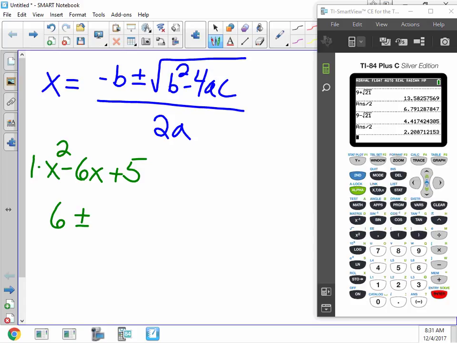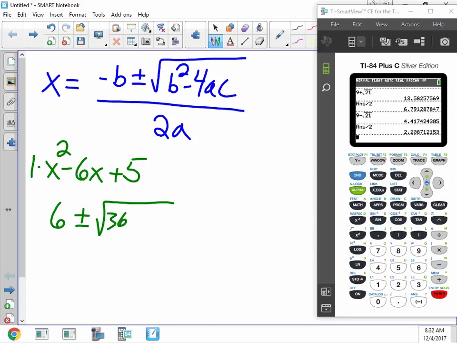What is the opposite of B? 6 plus or minus. And then I recommend that instead of writing B to the second, you just square it. What is negative 6 to the second? 36. So I would never write this because chances are you're going to mess that up when you put it in your calculator. Because if you type in negative 6 squared, you get negative 36. So instead of writing that, I recommend you just square it. So negative 6 times negative 6 is 36.